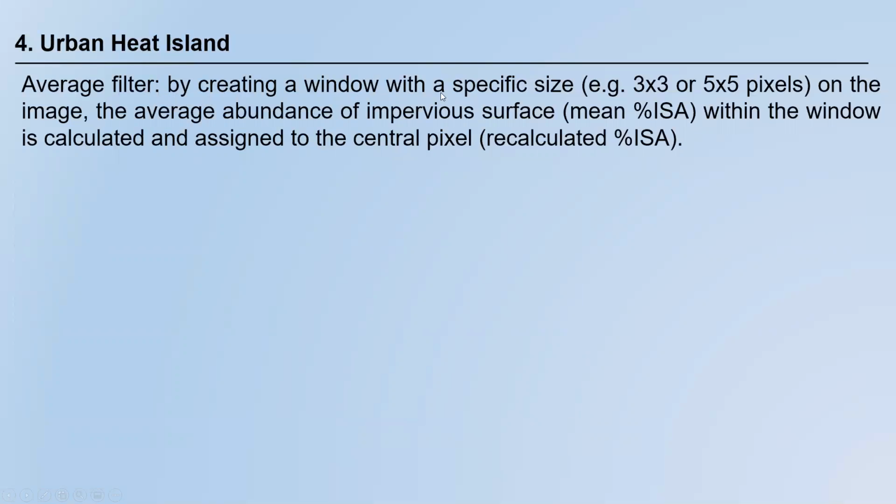So by creating a window with a specific size, for example, 3 by 3 pixels or 5 by 5 pixels, on the image, the average abundance of impervious surface, in other words, mean percentage ISA, within the window is calculated and assigned to the central pixel. And this new value is called recalculated percentage ISA.